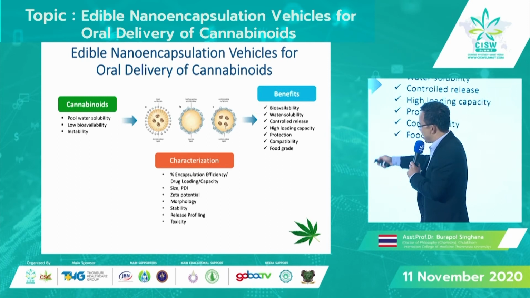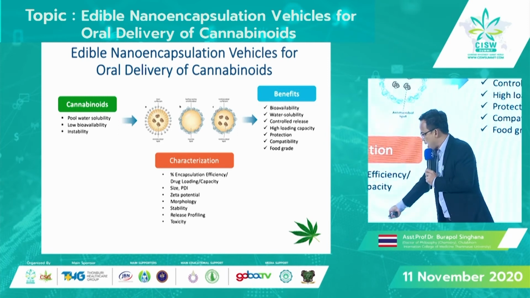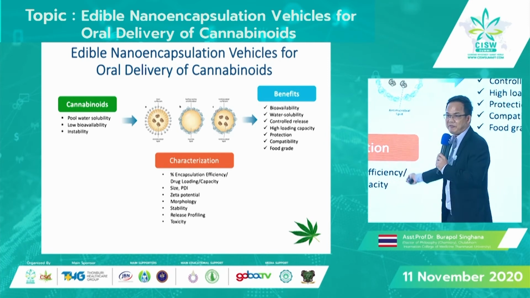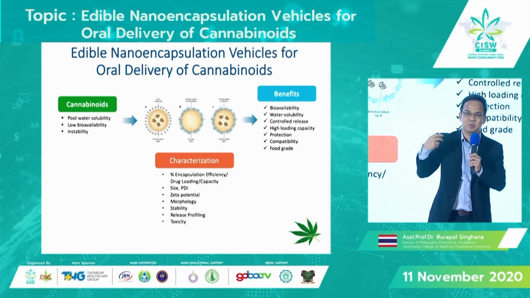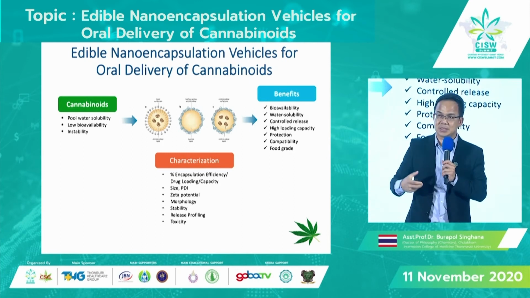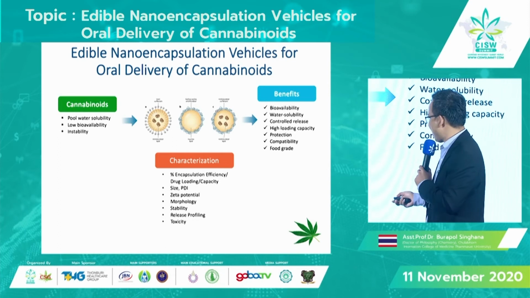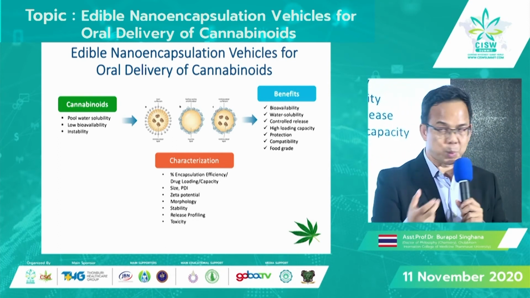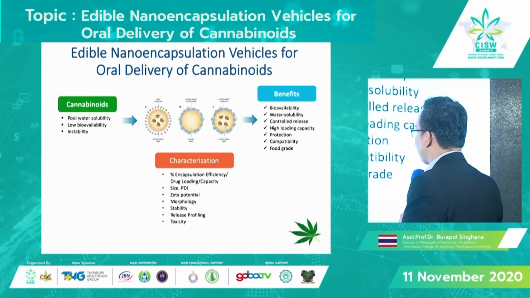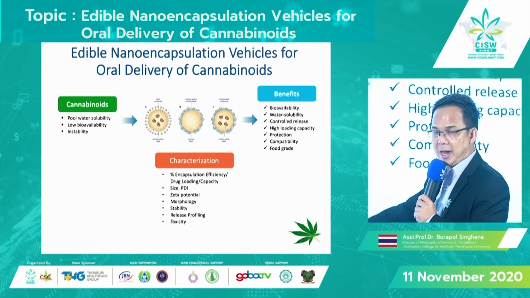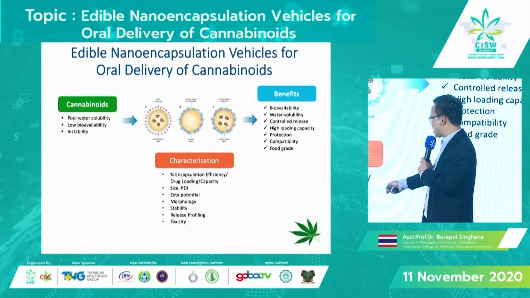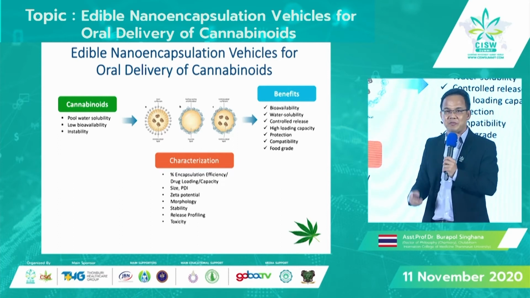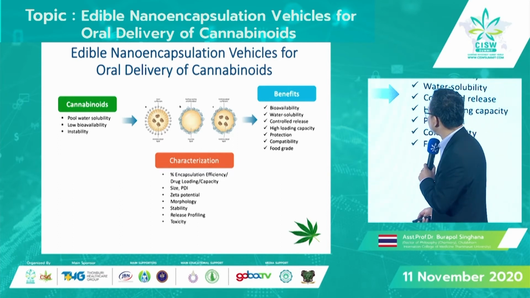But when you make this one, you have to take care of these factors. You have to determine percent EE and percent loading capacity. You have to control the size. You have to control your system to be monodisperse. And you have to control morphology, stability, release profiling, and toxicity before you sell your product.